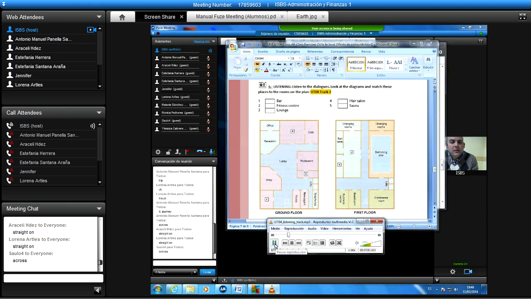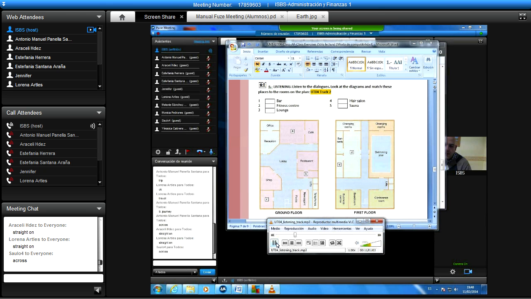So, which letter? B. So it's next to the restaurant on the ground floor. The restaurant and the bar. Then number 2, the fitness center.